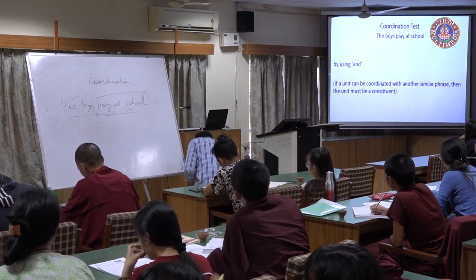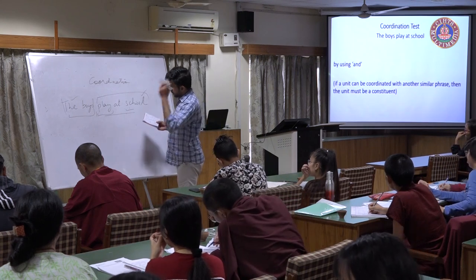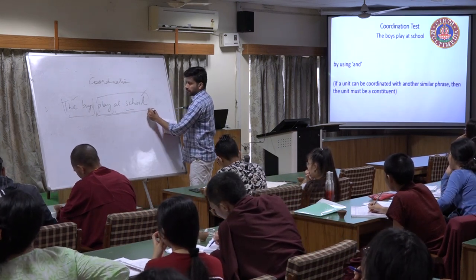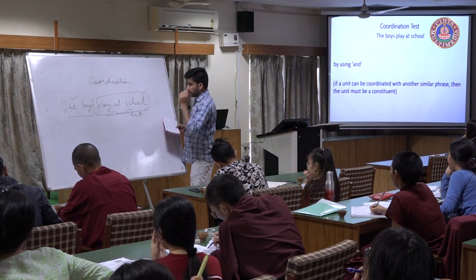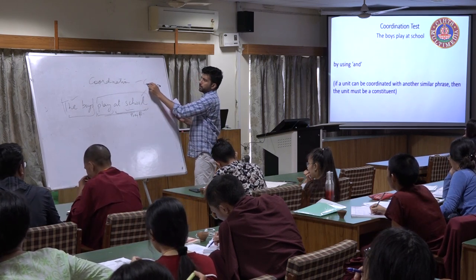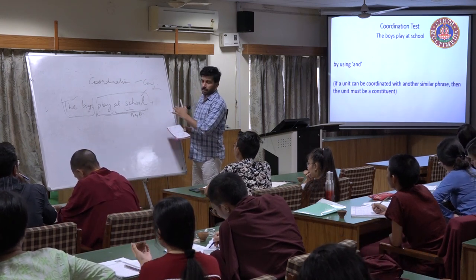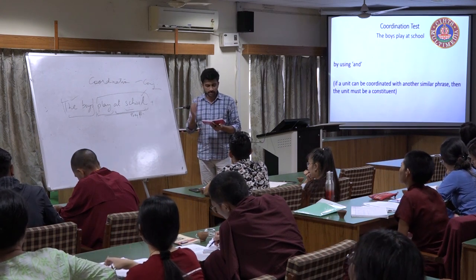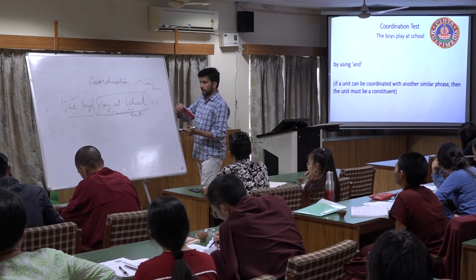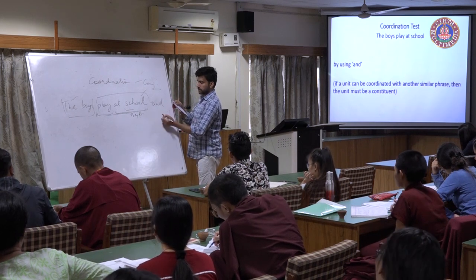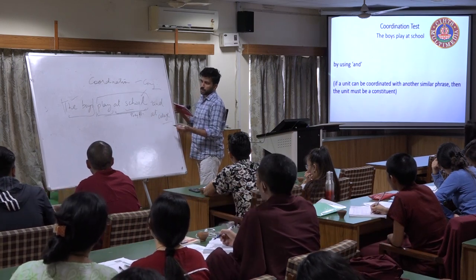Same sentence. So of course, at school, if we take this unit as a prepositional phrase, coordination will also be understood as conjunctions. Can we coordinate another preposition and it still makes sense? If this sentence still makes sense, then this unit will be a valid construction. So, the boys play at school. And at college, for example: the boys play at school and at college, makes sense.